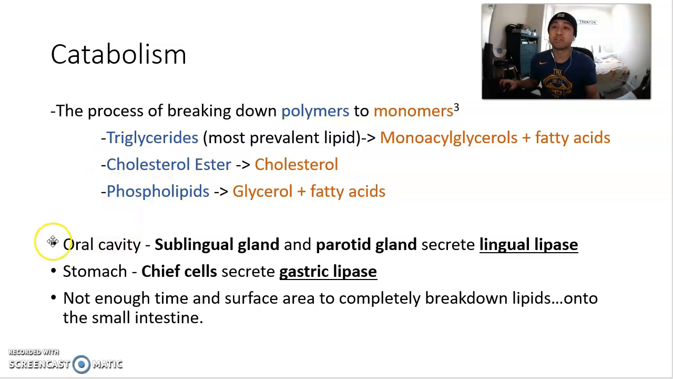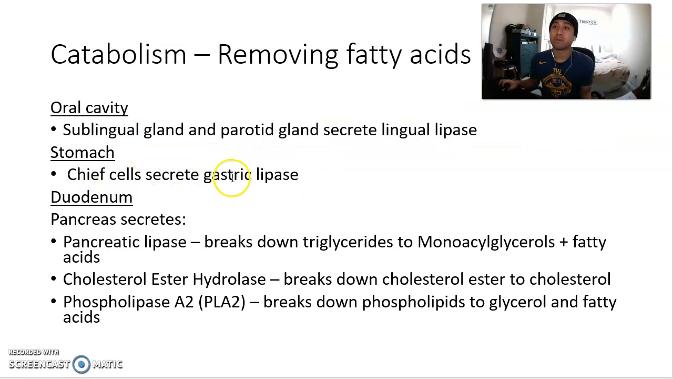So when food enters the oral cavity, our sublingual gland and our parotid gland will secrete the lingual lipase, which will start the breakdown of these triglycerides and cholesterol esters and phospholipids. And in the stomach, the chief cells will secrete gastric lipase. So we have lingual lipase and gastric lipase secreted in the oral cavity and stomach.